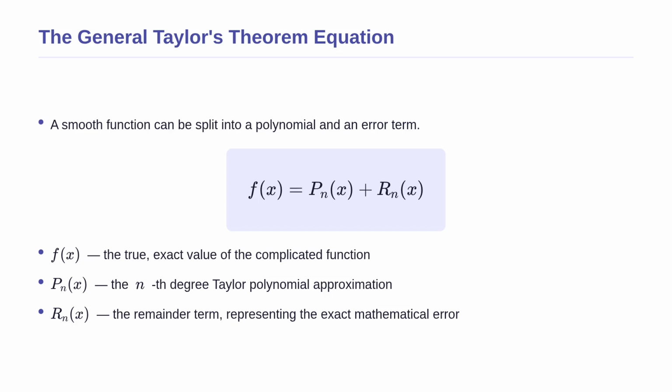Building on that roller coaster analogy, let us look at the mathematical equation. The theorem states that any sufficiently smooth function, which we call f of x, can be split into two distinct parts. The first part is p sub n of x, which is our nth degree Taylor polynomial. This is our simplified algebraic guess. The second part is r sub n of x, the remainder term. This represents the exact mathematical error between our guess and the true function. If we want to know how accurate our polynomial is, we must understand and calculate the size of this remainder.